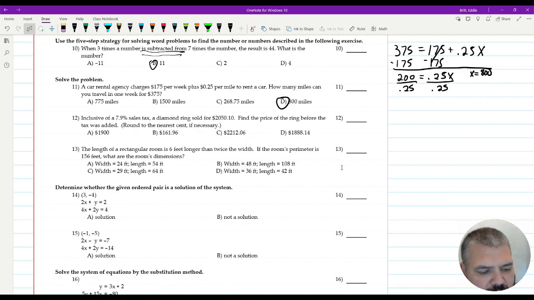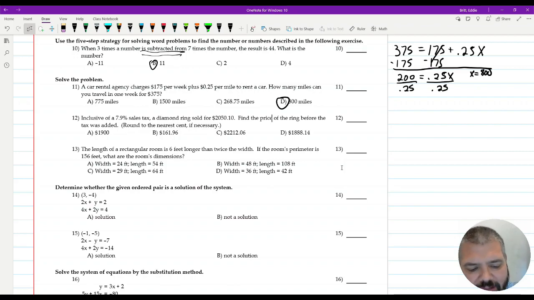All right, number 12 says, inclusive of a 7.9% sales tax, a diamond ring sold for $2,050.10. Find the price of the ring before the tax was added. So let's just use a little common sense here and think for a second. If we ended up paying $2,050.10 for a diamond ring total, that's after taxes, then do you think the original price would be more or would be less? Well, you add tax onto something whenever you have to pay for it. So the original price that you see in the store, it's going to be less. But then they're going to add those taxes on, right?